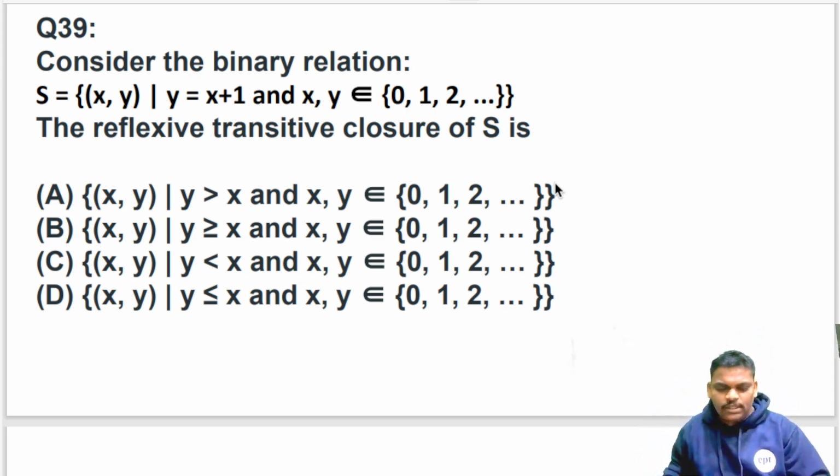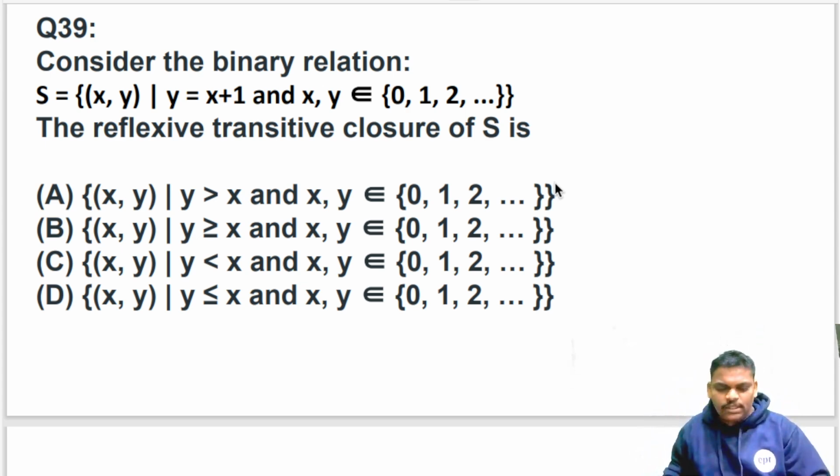Please check. So what is the answer? Let me check now. I think the reflexive transitive closure of the given relation S is equal to this one. If you observe clearly, equal pairs are also required. Equal pairs also required. If you observe the options clearly, right?